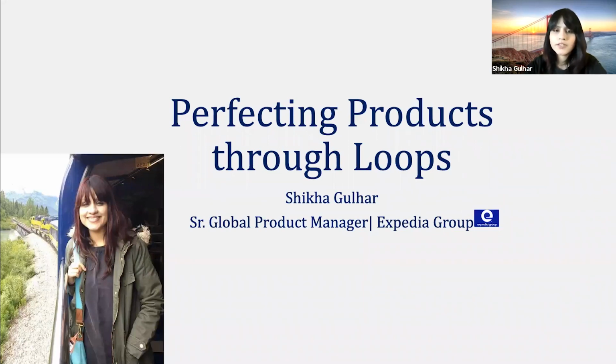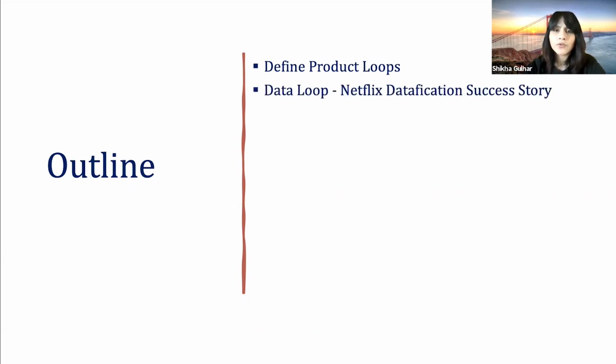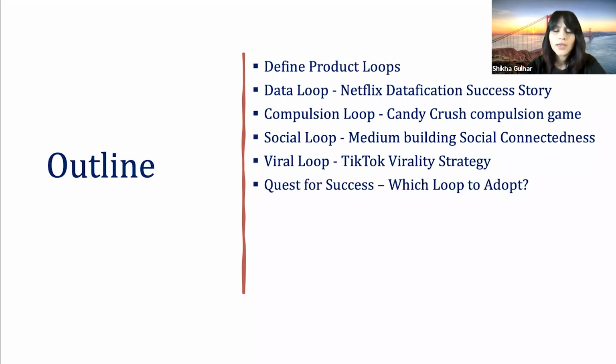So, without further ado, let's get started with a fully packed agenda for the session. The first one will be around defining what product loops are and the different types. And then I have in store for you some case studies of very successful products that have leveraged these types of loops for their success stories. And before we wrap up, we'll take a quick deep dive into what factors need to be considered for us to adopt a loop for a product.